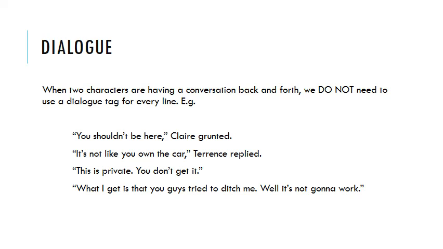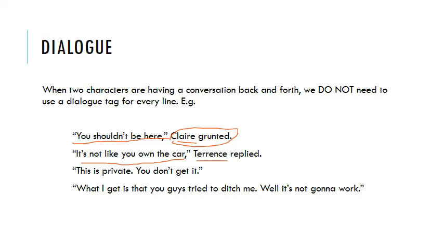Now, it gets more interesting because when there's two people speaking, when we've got here Claire and Terence, when they're going back and forth, a bit like a game of table tennis, we don't have to use a dialogue tag at the end of their speech every time. We actually assume that it's the same two people speaking. So for example, in this case, "You shouldn't be here," Claire grunted, so there's a dialogue tag there to say that this is Claire who's speaking. "It's not like you own the car," Terence replied, so now we know that it's Terence speaking.